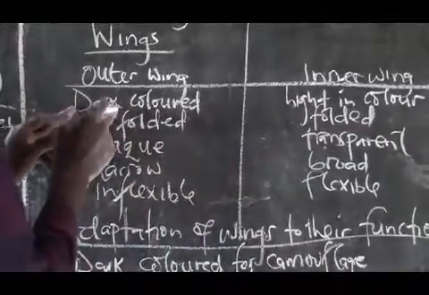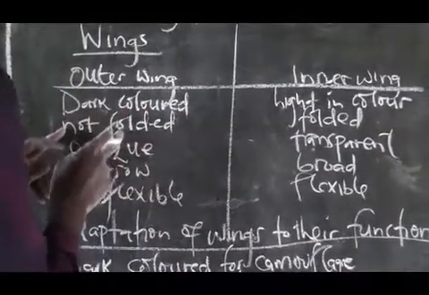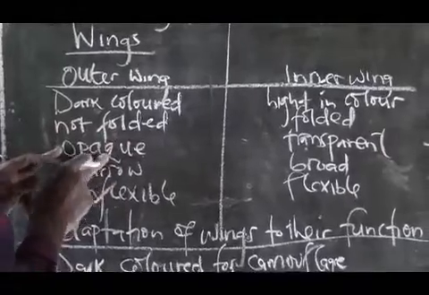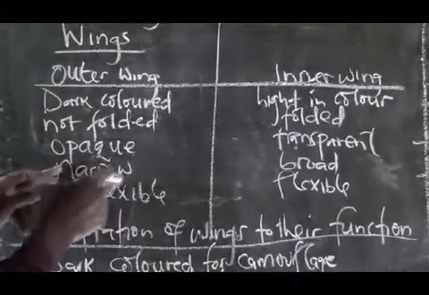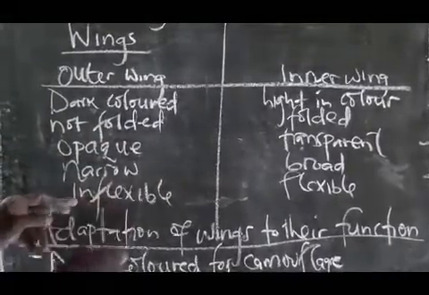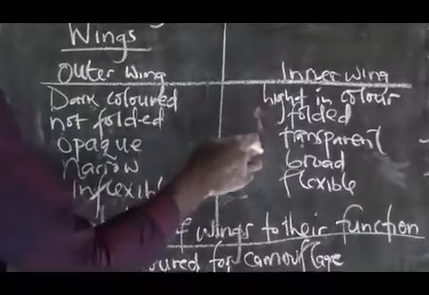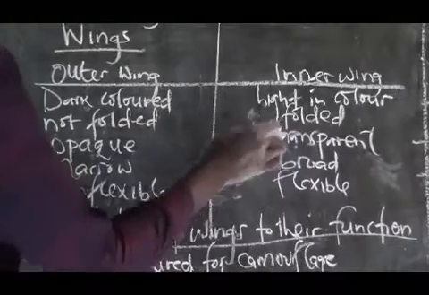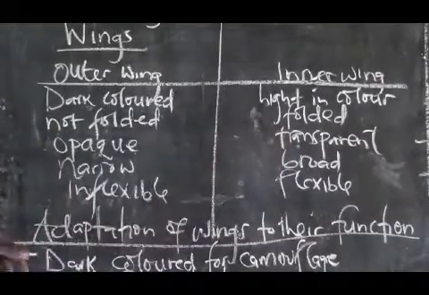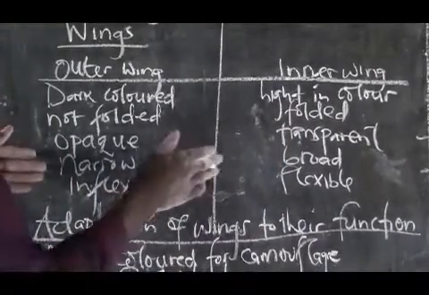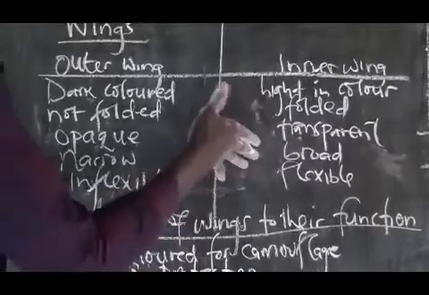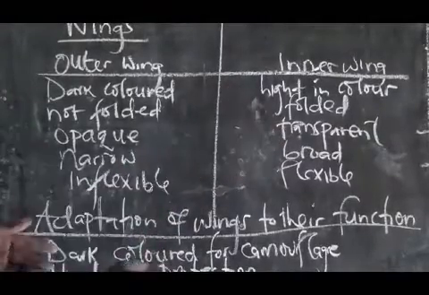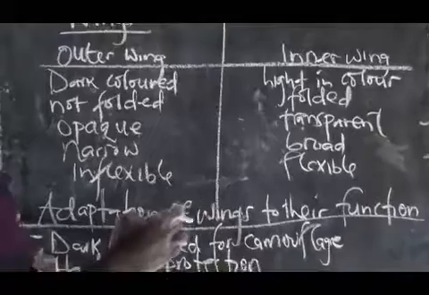The outer wing is dark colored and is not folded. It is opaque, narrow, and also inflexible. But the inner wing is light in color, can be folded because it's so broad, is transparent, and is also flexible. And each of them has functions or adaptations for why they are like that. So, adaptation of the wings to their function.